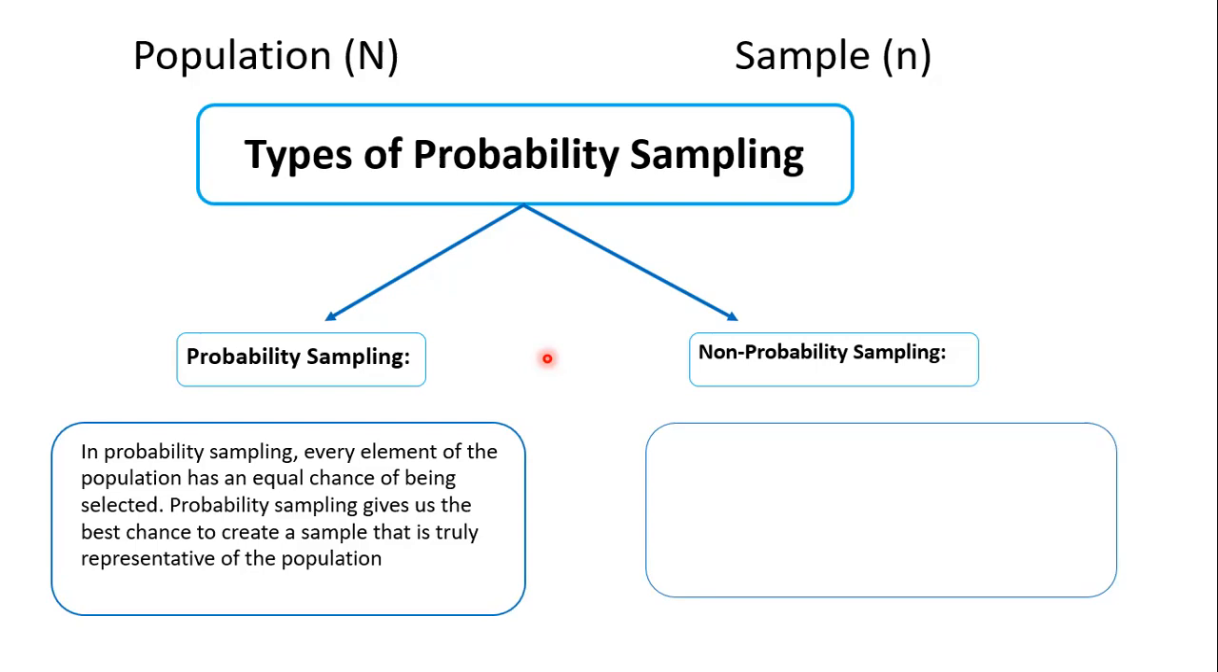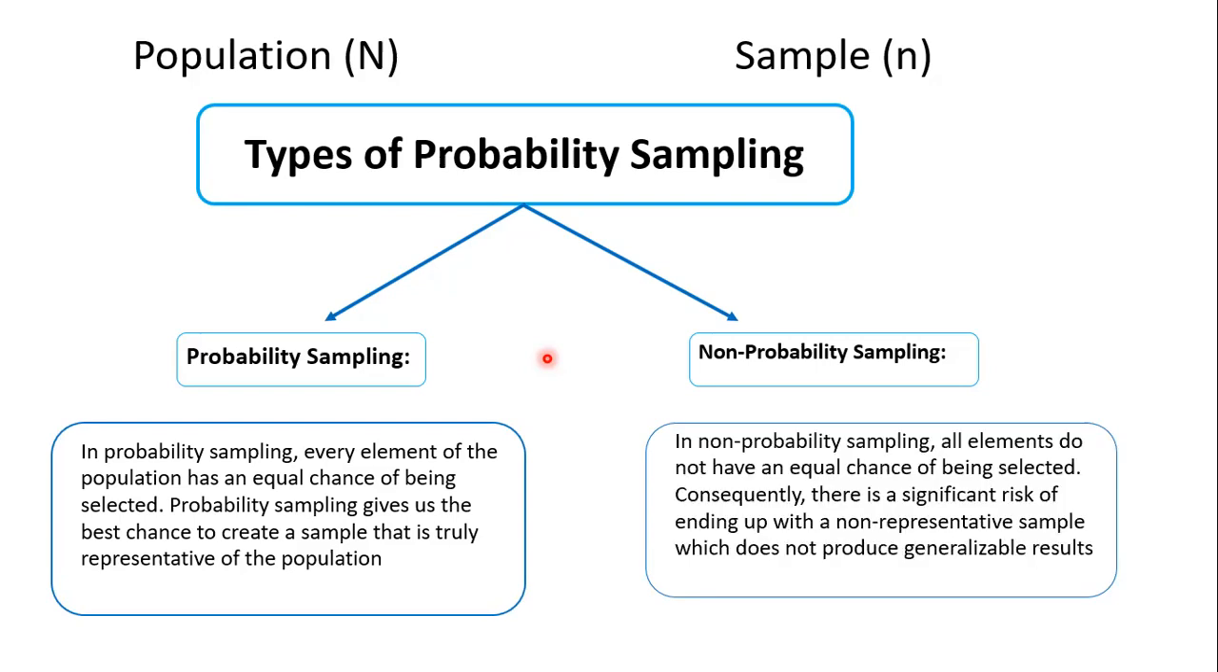So in probability sampling, every element of the population has an equal chance of being selected. Probability sampling gives us the best chance to create a sample that is truly representative of the population. The vice versa of probability sampling is non-probability sampling. All the elements do not have an equal chance of being selected, and consequently there is a significant risk of ending up with a non-representative sample which does not produce generalizable results.